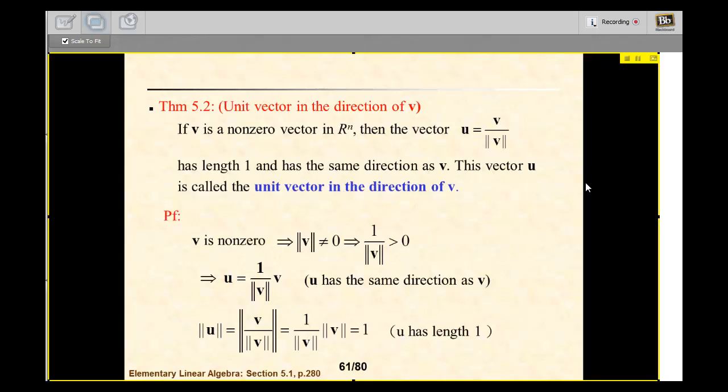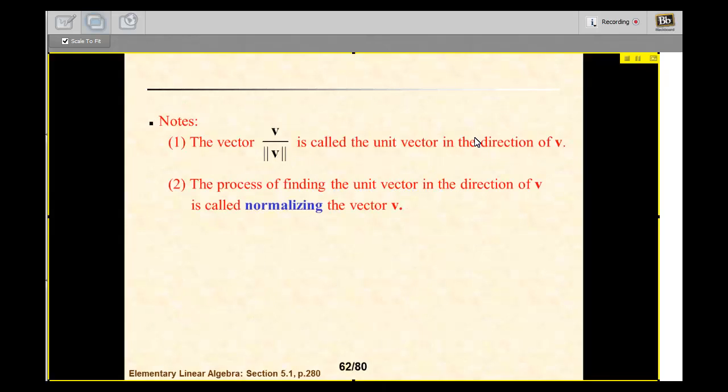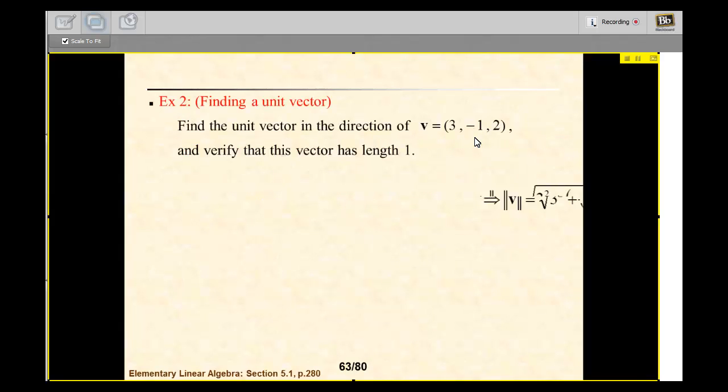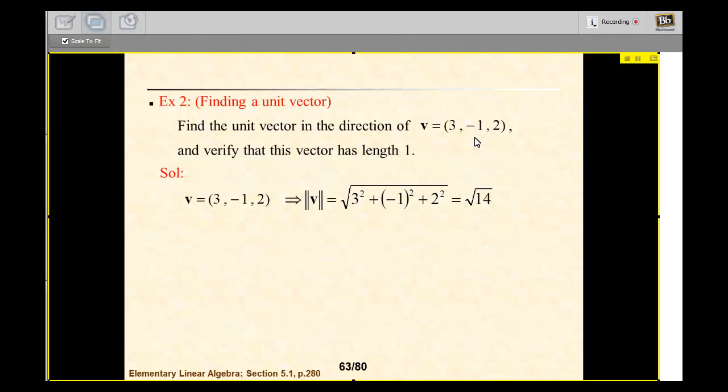So this is the theorem. It says that if v is a non-zero vector, then the vector u equal to v upon norm v is a unit vector. You can find it. So the vector v upon norm v is called the unit vector. So we can find the unit vector from this theorem.